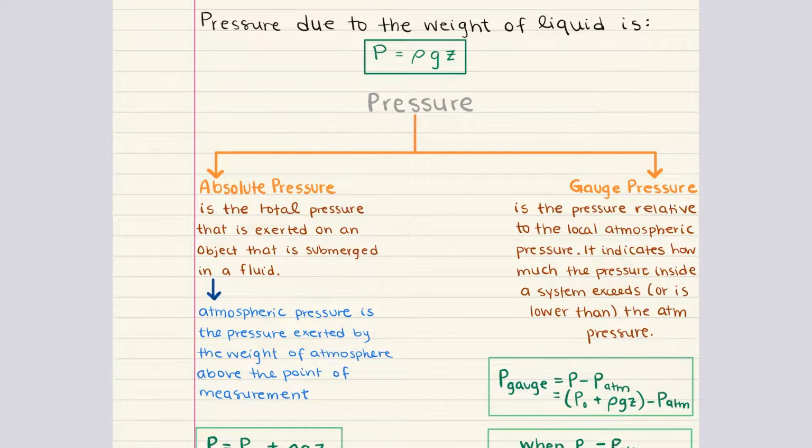To fully grasp the concept of pressure in fluid mechanics, it's essential to distinguish between 3 key terms: absolute pressure, atmospheric pressure, and gauge pressure. Let's start with atmospheric pressure. This is the pressure that's exerted by the weight of the Earth's atmosphere on everything at or near its surface. It acts in all directions, and it decreases with increasing altitude due to the reduction in the weight of the air column above. Now, at sea level, the average atmospheric pressure is 1 atmosphere.